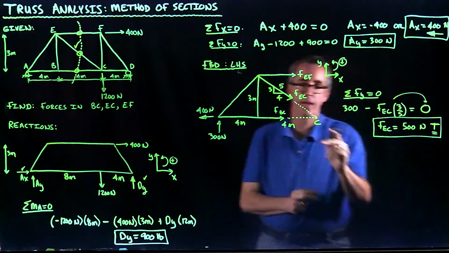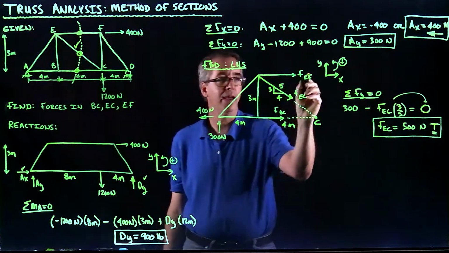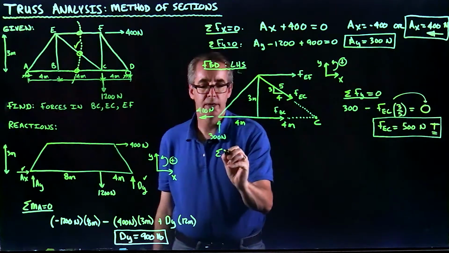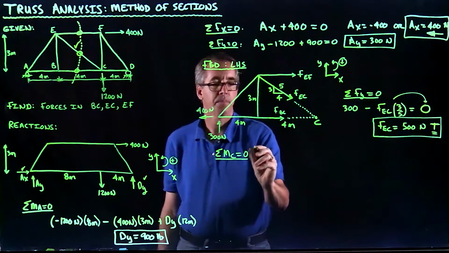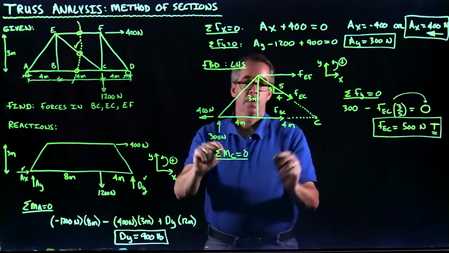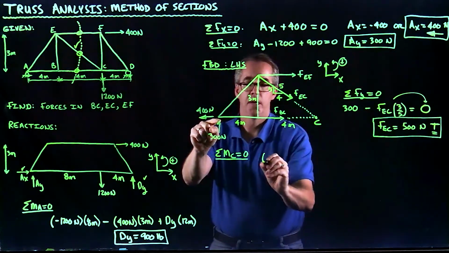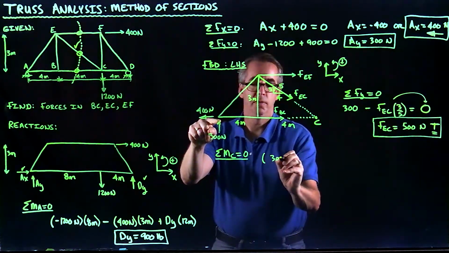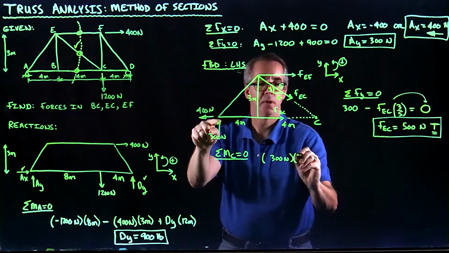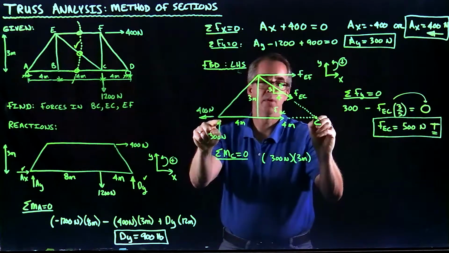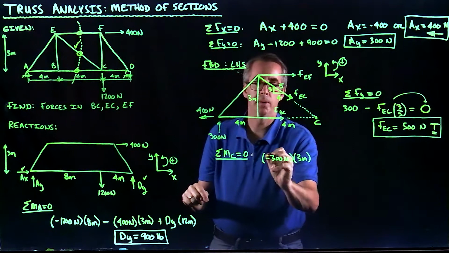So I'm going to go ahead and take a moment about point C so that I can isolate the force in EF. So working over here, I've got the moment of C has to be equal to 0. Okay. So I take the moment about this point. What I have here is 300 newtons at a moment arm of 3 meters. Now, relative to point C, this is going clockwise, which is negative, so I have to call that a negative moment.